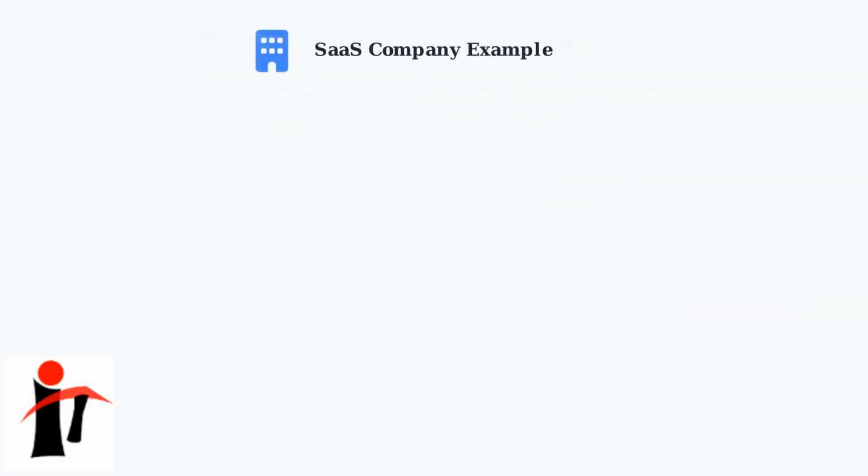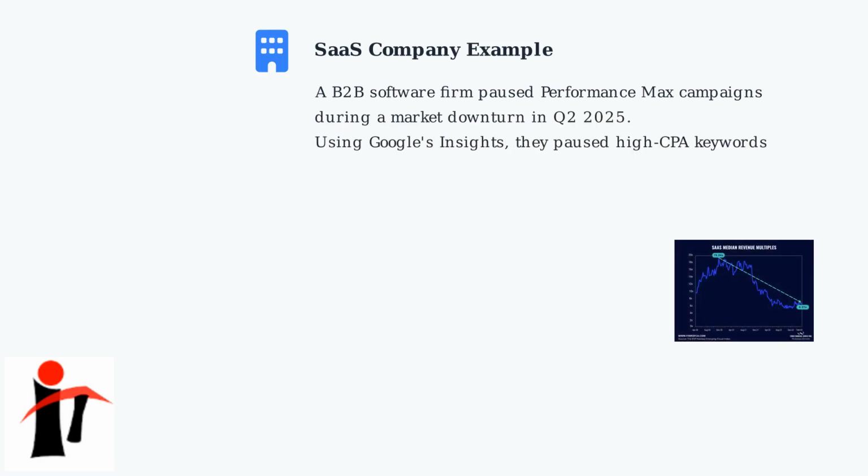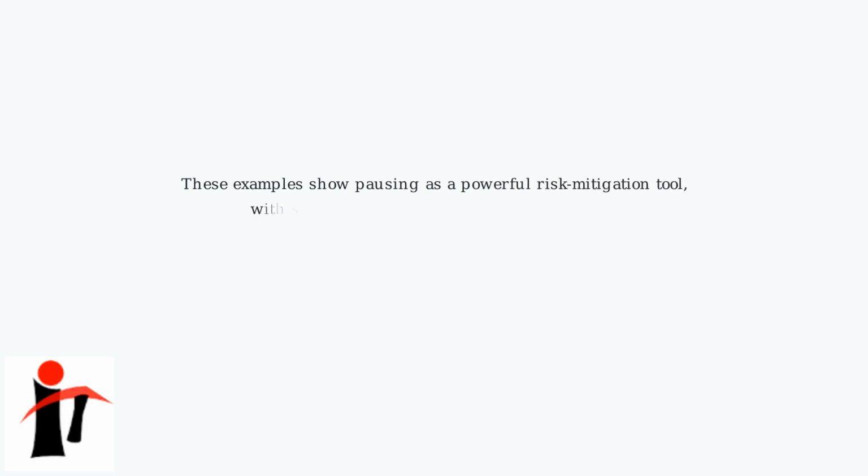Another example involves a B2B software company during a market downturn in Q2 2025. They paused their Performance Max campaigns and used Google's insights to identify high cost per acquisition keywords. By relocating the budget to LinkedIn, they achieved 30% cost savings and a 15% increase in qualified leads upon resuming. These real-world examples highlight pausing as a powerful risk mitigation tool, with success metrics tied to timely reactivation.